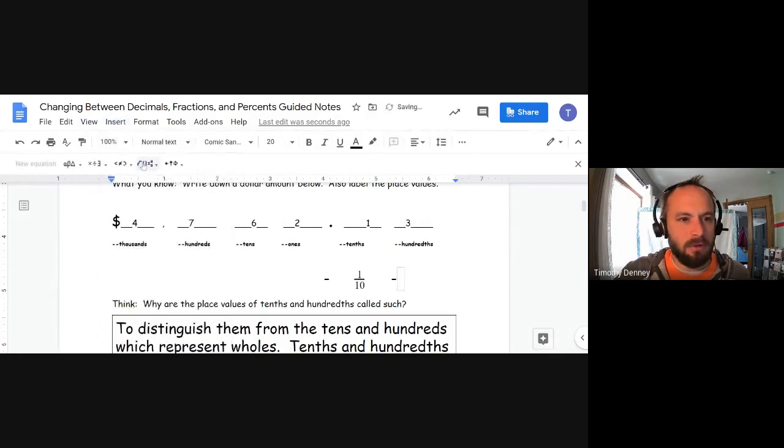What about this guy here? If I represent these 3 hundredths, I have to have 100 parts to make a whole. And how many do I actually have? I have 3.